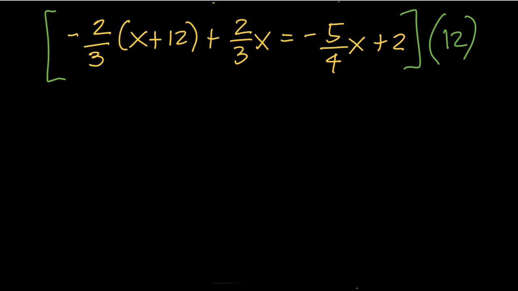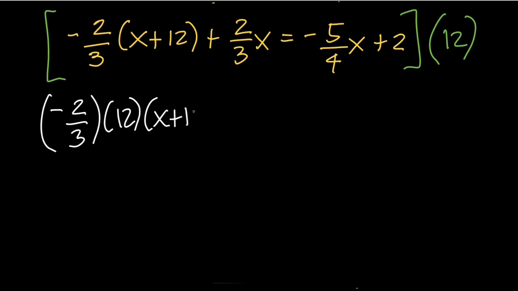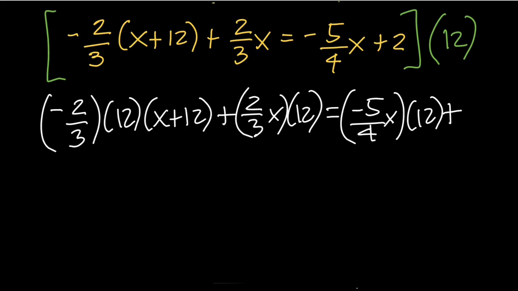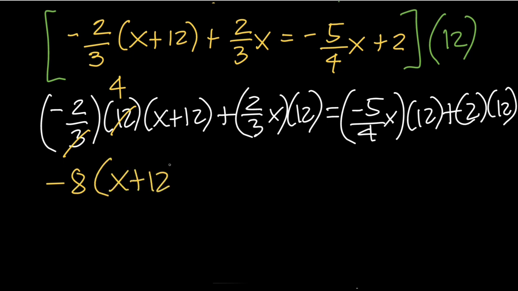So that is negative 2/3 times 12 times x plus 12 plus 2/3 x times 12 equals negative 5 over 4x times 12 plus 2 times 12. Yeah, that's easier. It's just long, but it's easier. Okay, then 12 divided by 3 is 4. So we're left with 4 here. So negative 2 times 4 is negative 8 times x plus 12 plus 12.